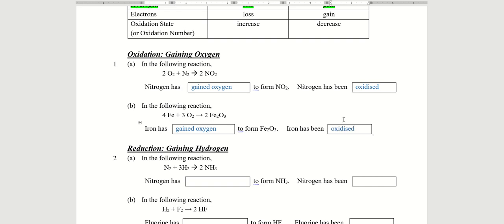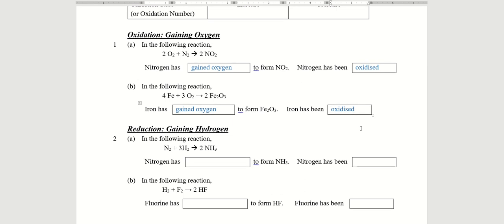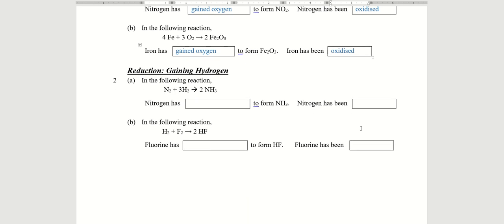Right? So we can see from both these reactions that both nitrogen and iron have gained oxygen after the reaction, and therefore both nitrogen and iron in these two cases have been oxidized. Okay, now let's talk about reduction.